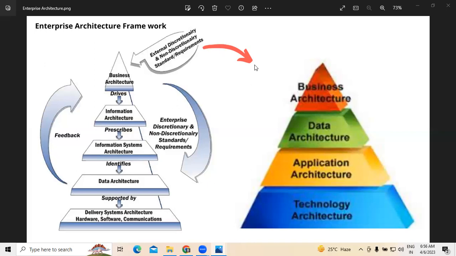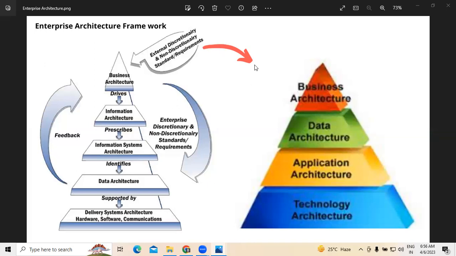So if you take any organization from a larger context, any business, there are a lot of different applications used by them, and these applications are interconnected. That's where application architecture comes into the picture. What are the different applications they use and how these applications are interconnected all comes under application architecture.